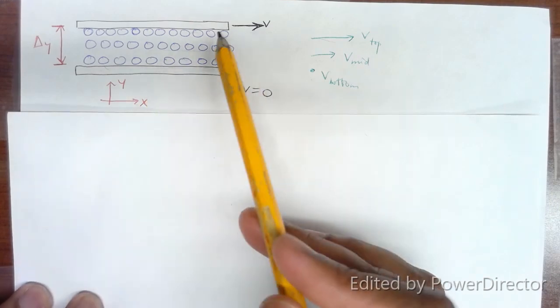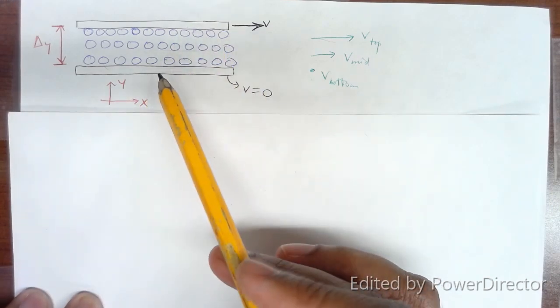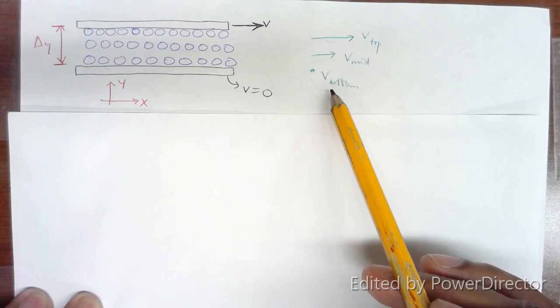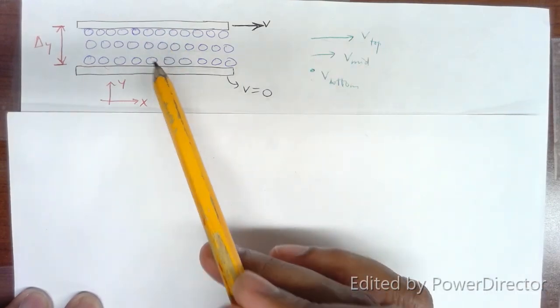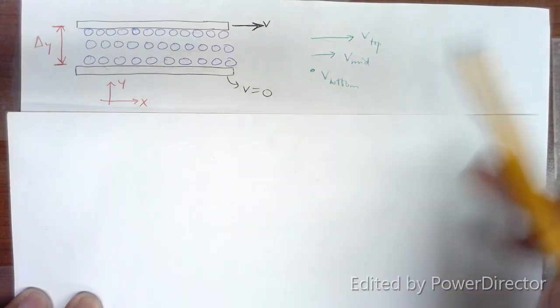So notice that what we have is a velocity gradient. Velocity changes in space. As we move position, the velocity changes.